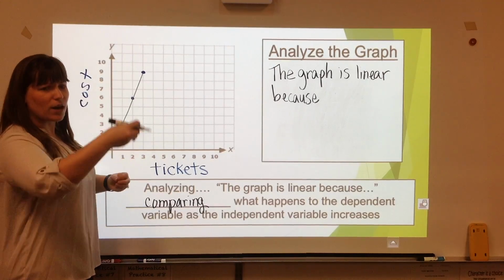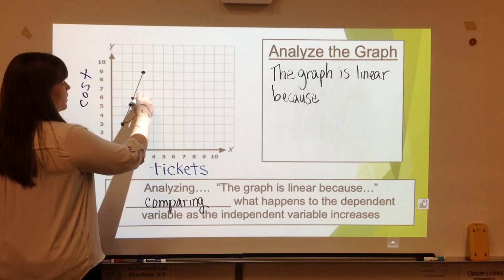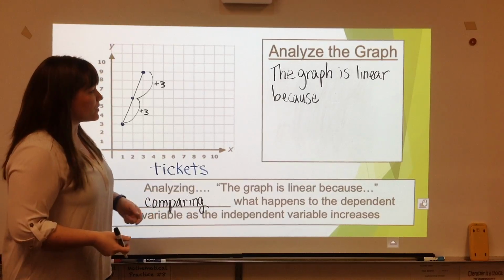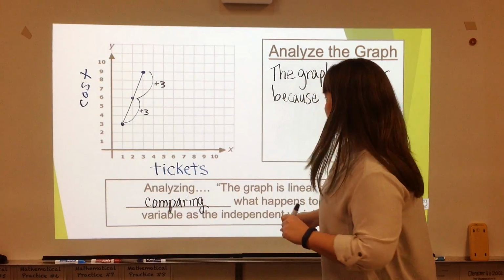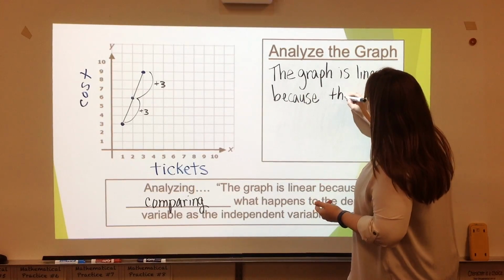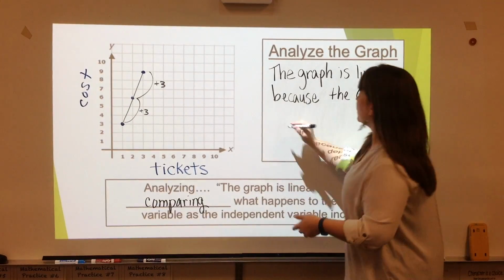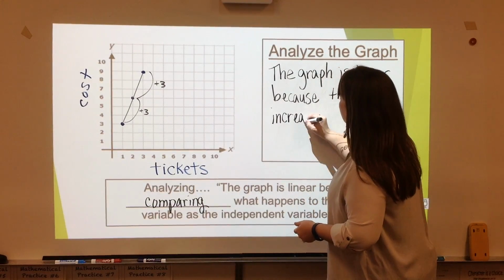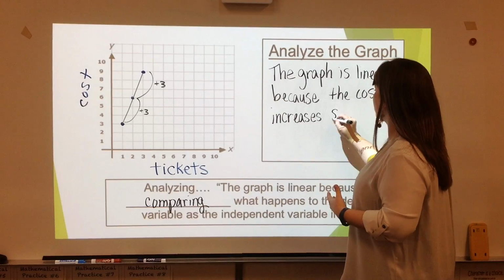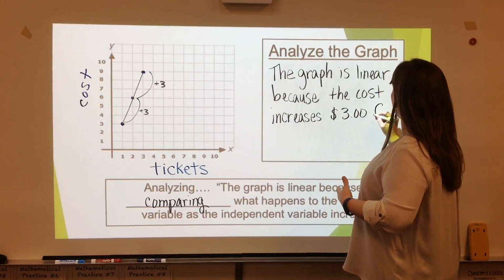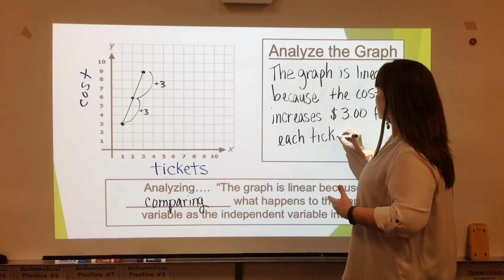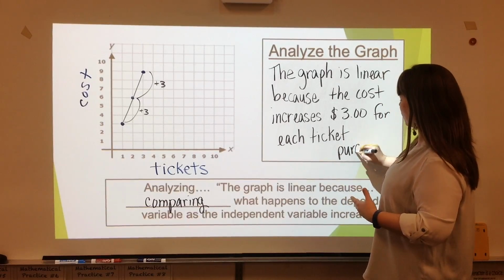So we're looking at what are the jumps. Each jump is increasing by that price of the ticket, the $3. So we're going to say that in our analysis. We're using the topics of tickets and cost as well. The cost, what does it do? Increase or decrease? Increases by how much each time? So we're going to increase $3 for each ticket that you buy or purchase.